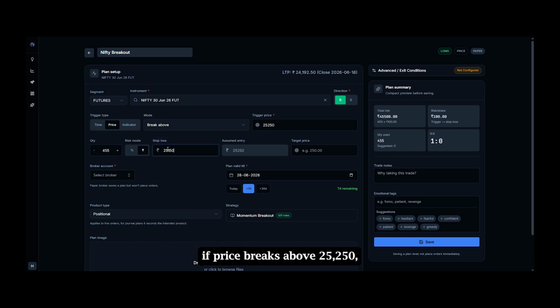The logic is simple. If price breaks above 25,250 but then falls back below 25,150, our breakout thesis is no longer valid. Instead of hoping the market recovers, we exit with a predefined and controlled loss. Professional traders do not try to avoid losses. They focus on managing them.